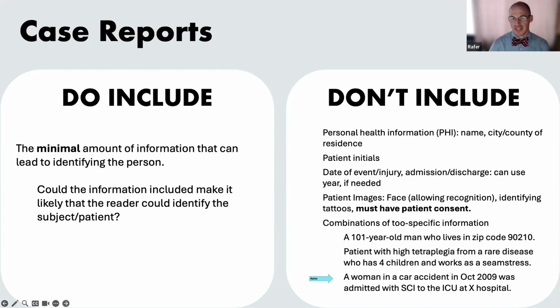And finally, last example here is a woman in a car accident in October 2009 was admitted with spinal cord injury to the ICU at Hospital X. All this combination of information, the date, the month of injury, the hospital that they were admitted to, it was a woman and she was in a car accident. This combination of information makes it too likely to be able to identify the person that the case report is about. All right, next slide.